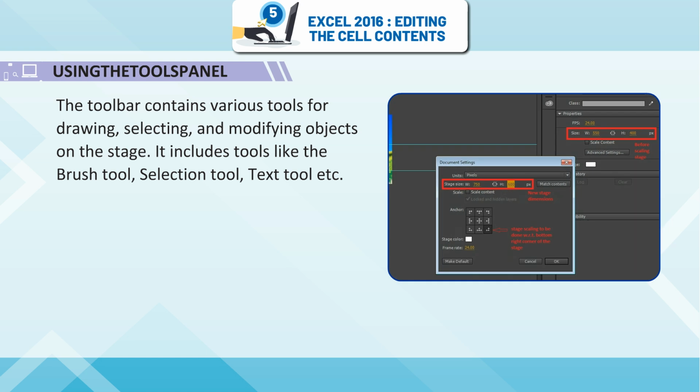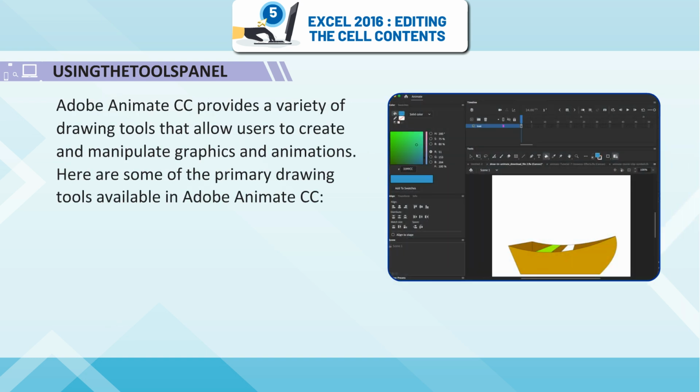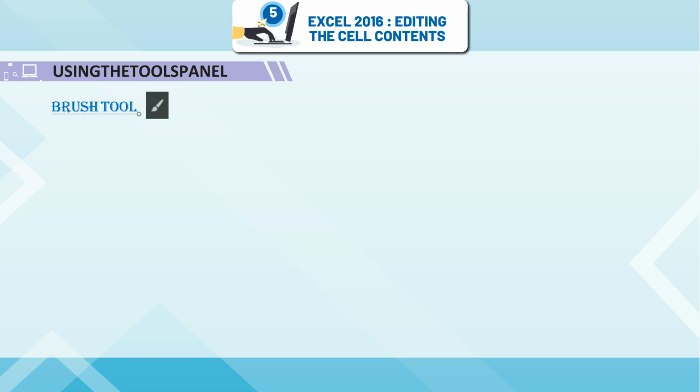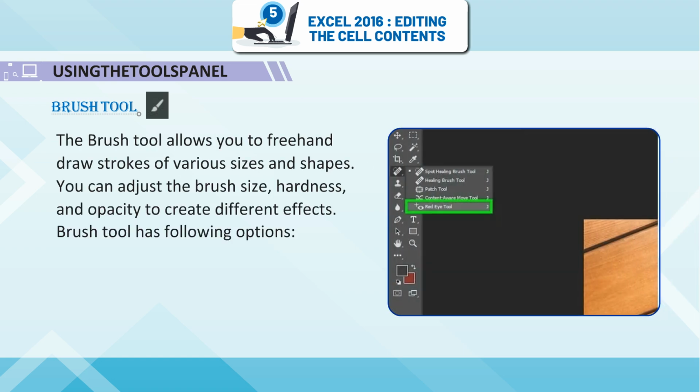Using the Tools panel. The toolbar contains various tools for drawing, selecting, and modifying objects on the stage. It includes tools like the Brush tool, Selection tool, Text tool, etc. Adobe Animate CC provides a variety of drawing tools that allow users to create and manipulate graphics and animations. Here are some of the primary drawing tools available in Adobe Animate CC. Brush tool. The brush tool allows you to freehand draw strokes of various sizes and shapes. You can adjust the brush size, hardness, and opacity to create different effects.